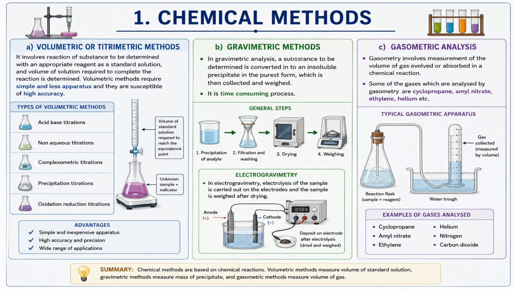The volumetric method, or titrating method, involves the substance to be determined being treated with an appropriate reagent of the standard solution, and the volume of the solution required to complete the reaction is determined. The volumetric method requires simple and less apparatus and has high accuracy. In the gravimetric method, the substance to be determined is converted into an insoluble precipitate in pure form, which is then collected and weighed.